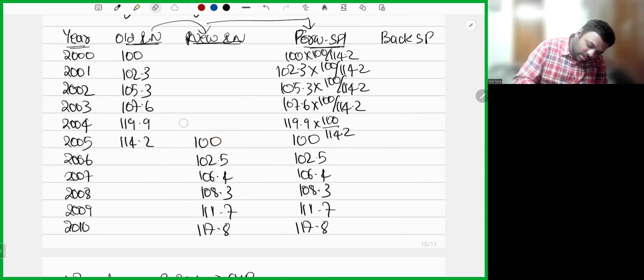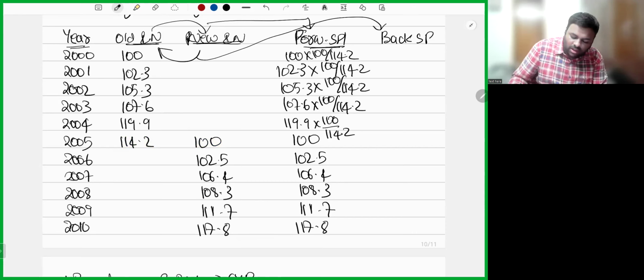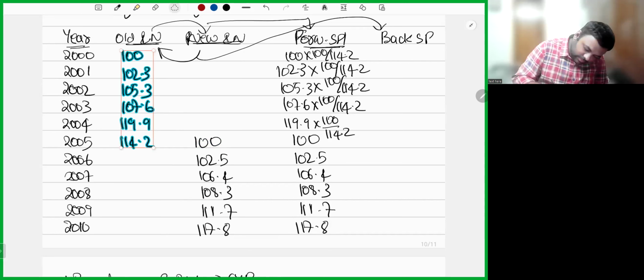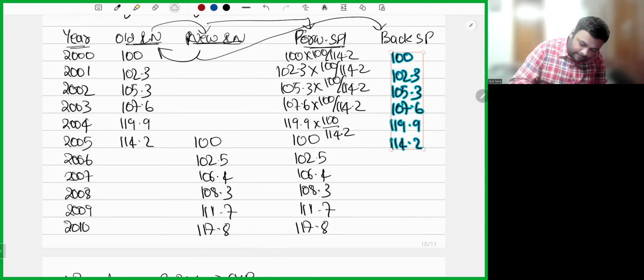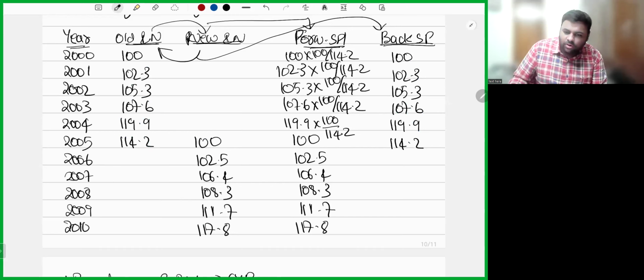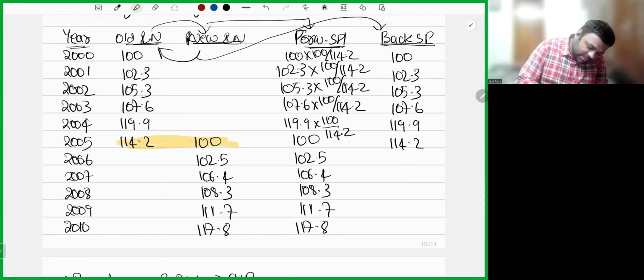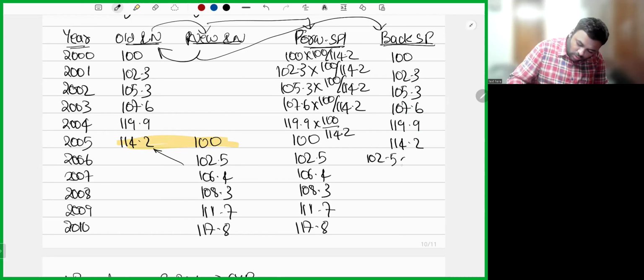Backward splicing means new will go and join with old. That is called as backward splicing. Now new is changing the position. So old will remain same. Old will remain same because new is changing the position. Now again, this is the base. For 100, it is 114.2. What about 100? So 102.5 into 100 into 114.2 by 100.